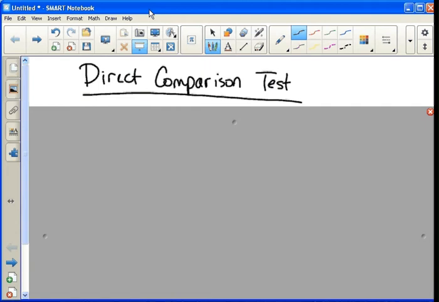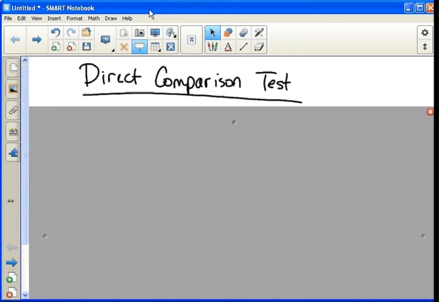Today we're going to talk about the direct comparison test. Now, we've learned several tests so far. We've talked about the geometric series test, alternating series test, nth term test, integral test, the telescoping series test, and I think the p-series test. So that's 6 things we've learned so far.